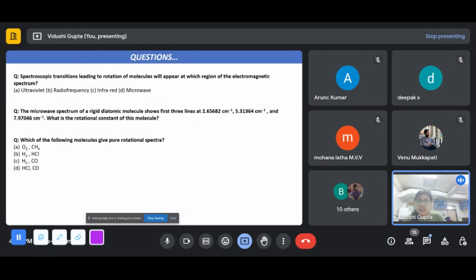Spectroscopic transitions leading to rotation of molecules will appear at which region of the electromagnetic spectrum? Ultraviolet, radio frequency, infrared, or microwave? We are unable to see the question actually. Why is the screen not visible?